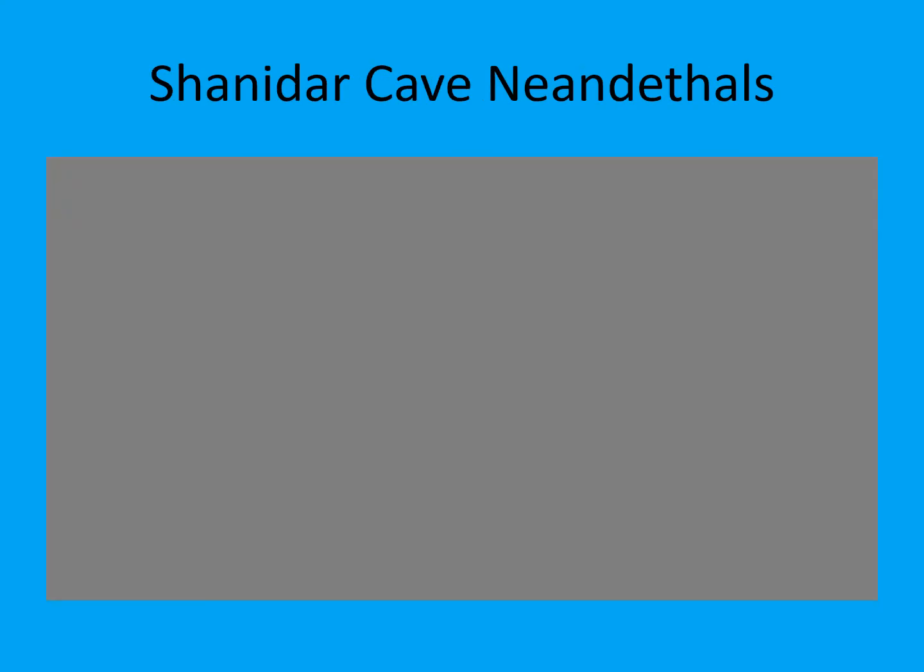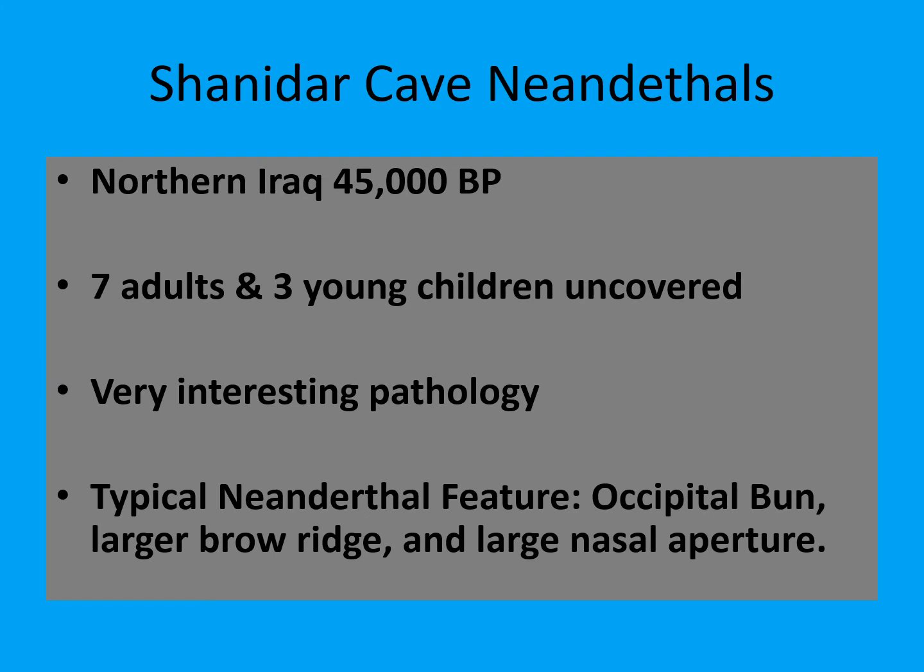So the Shanidar Cave Neanderthals, or the Clan Cave, is located in northern Iraq and dates to around 45,000 years ago. There are 7 adults and 3 children, or 3 juveniles, that were uncovered. They have very interesting pathology, right? And we'll take a look at that in a second. They had typical Neanderthal features: an occipital bun on the skulls, larger brow ridges, as well as larger nasal apertures, or, lovingly referred to, nose holes, right?